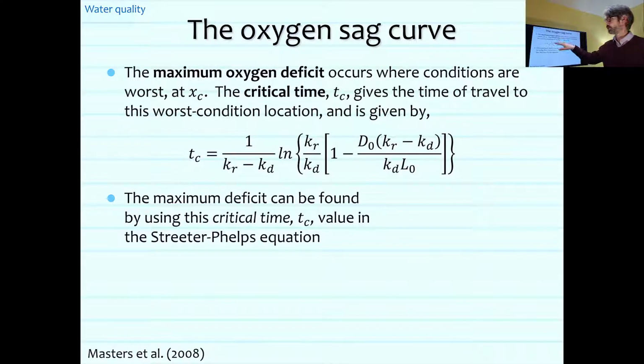Another important equation is this one here. The maximum oxygen deficit occurs where the conditions are the worst at XC, as we learned on the previous slide. The critical time, TC, gives the time of travel to that worst condition location, and it's given by this equation here. The maximum deficit can be found by using this critical time, TC value, in the Streeter-Phelps equation of the previous slide. So you solve for it, then sub it in, and then you can find what the maximum deficit is.